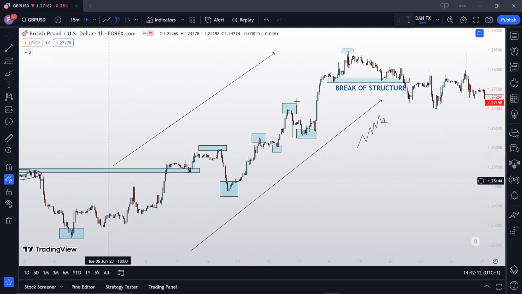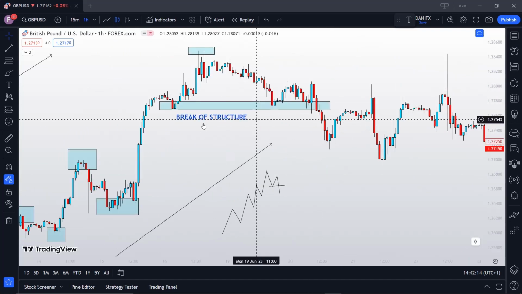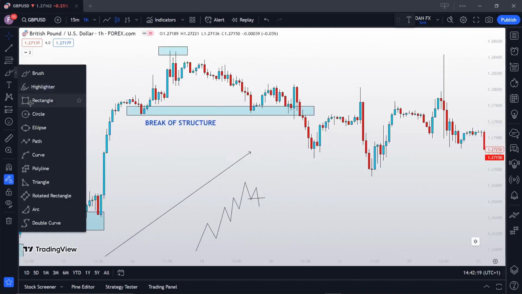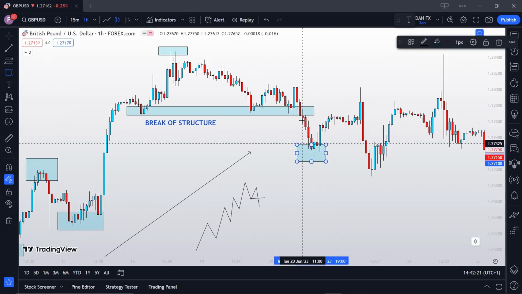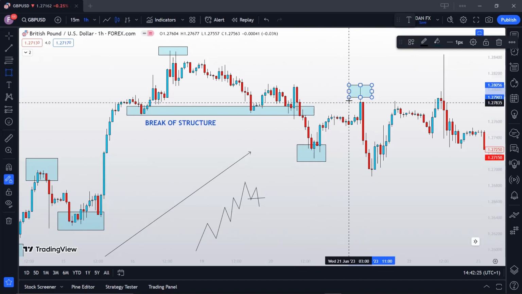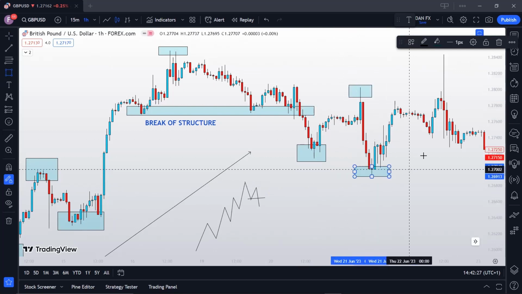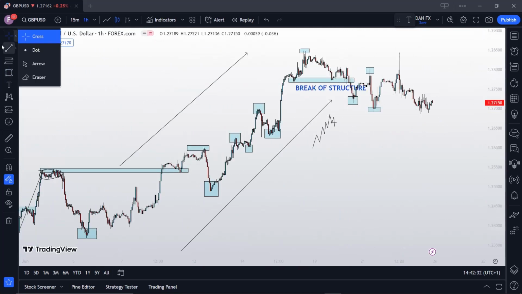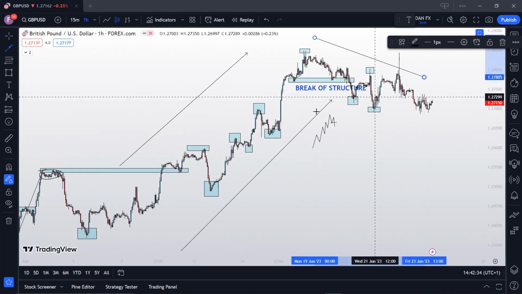All right, so here we have this uptrend going up, and then they break structure, they break this low, right? They went lower. So now we have what? We have a lower low here. And wait, guess what? We have a lower high here, and then we have a lower low here. All right, so this is an uptrend, and then this is a downtrend.